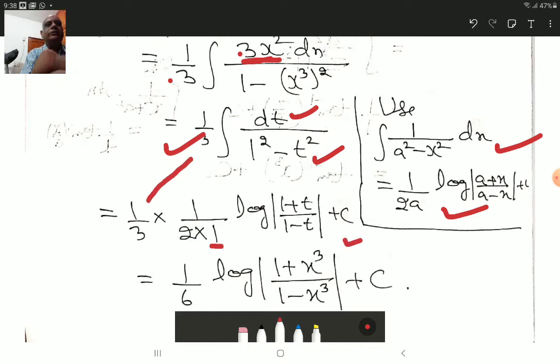This 1 by 3 was already present. So in total it becomes 1 by 6 log of modulus of 1 plus, what is t? T is x cube. So it will become 1 plus x cube upon 1 minus x cube plus c.